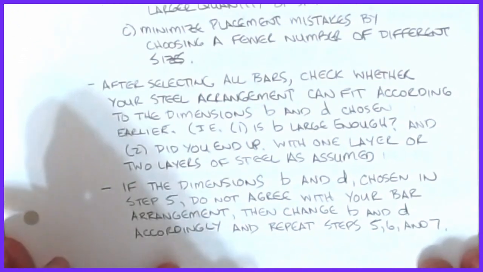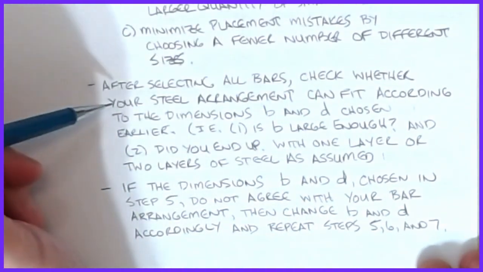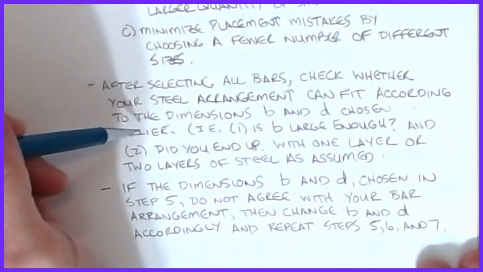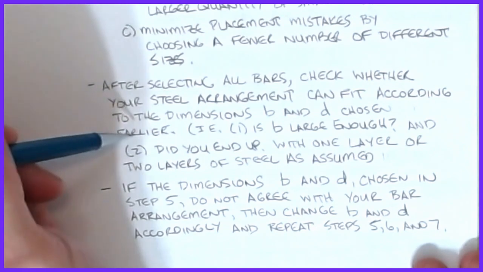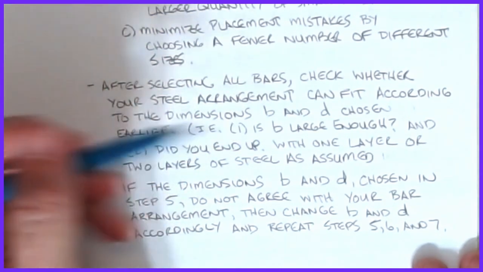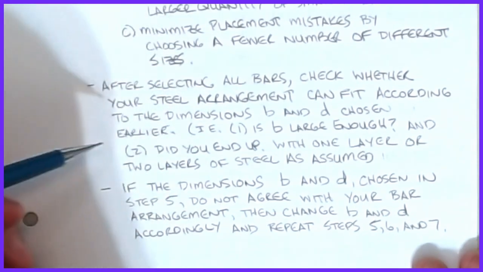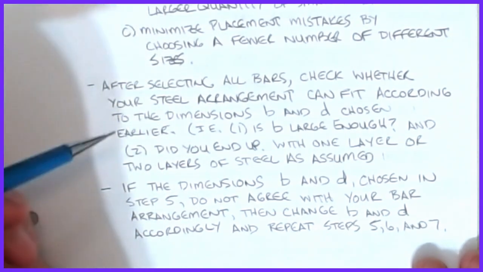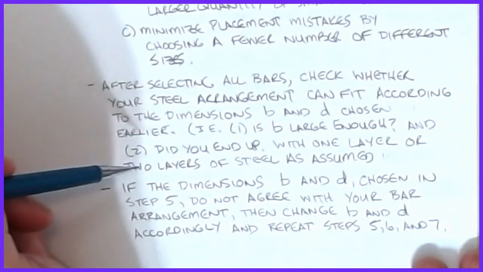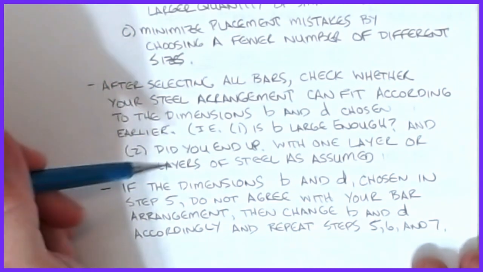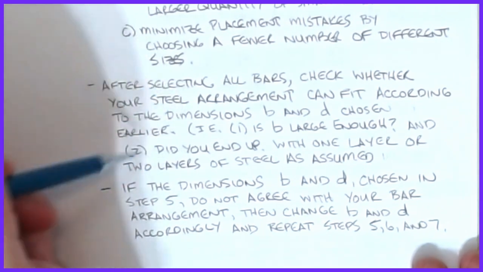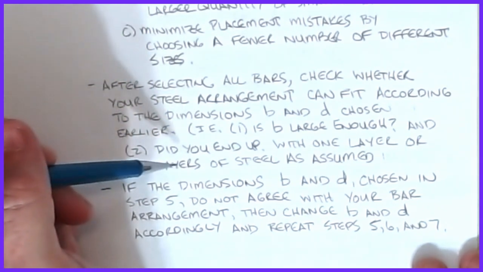Now after you select your bars, you're going to check that your steel arrangement can fit according to the dimensions B and D that you chose. Back in step one, is my B large enough to accommodate all of those bars and the spacings and the cover and the stirrup distance, like what we talked about in the first half of this video? And also, did you end up with one layer? Could you get it all in one layer, which is generally ideal, or do you have to come up with multiple layers of steel as assumed?